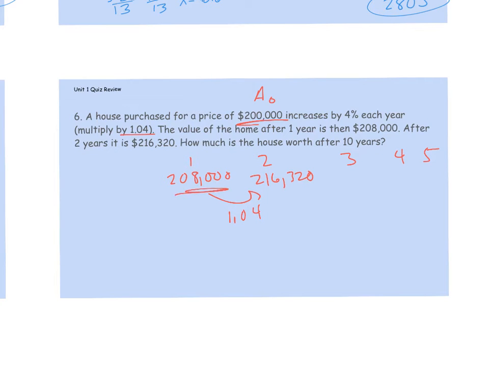If you use the first term, it's going to be y equals 208,000 times your multiplier 1.04 to the x minus 1. So that's 208,000 times 1.04 to the x minus 1. Well, we want to find how much a house is worth after 10 years. So we're going to plug 10 in here, 10 minus 1. And let me plug that in real quick.